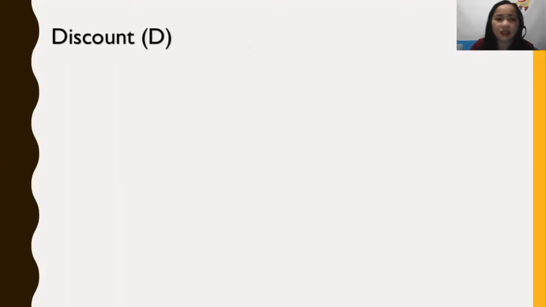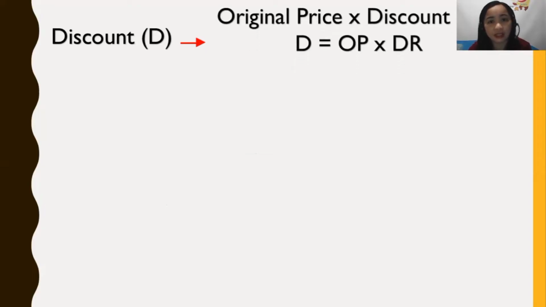Here are some of the formulas that you will need for this lesson. We have the discount. Paano ba nakukuha yung discount? That is original price times the discount rate. So, ang discount natin is the same with computing the percentage. Kapareha siya ng percentage. Here, we have D is equal to OP times DR. But make sure before you multiply the original price, the discount rate should be changed from percent to decimal.